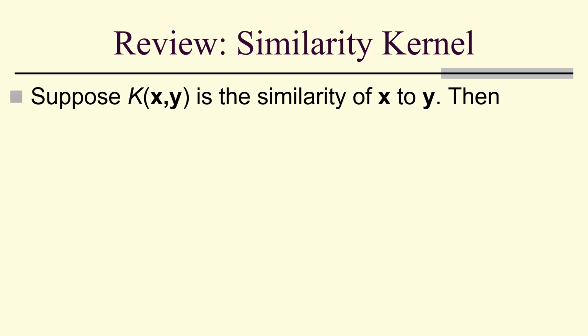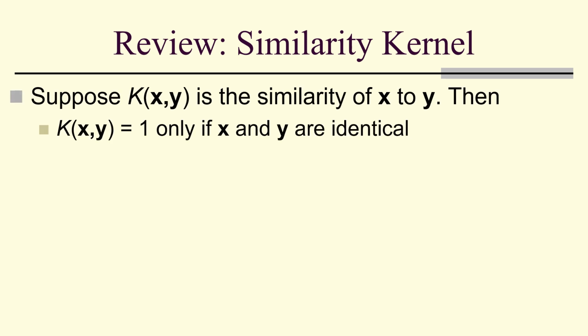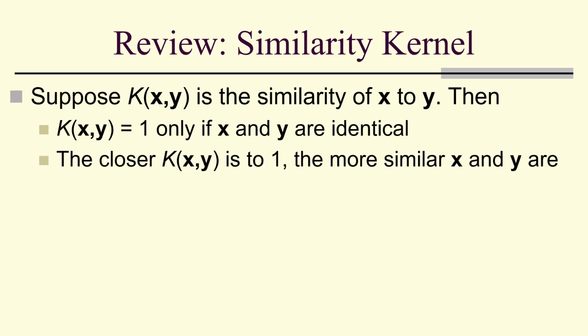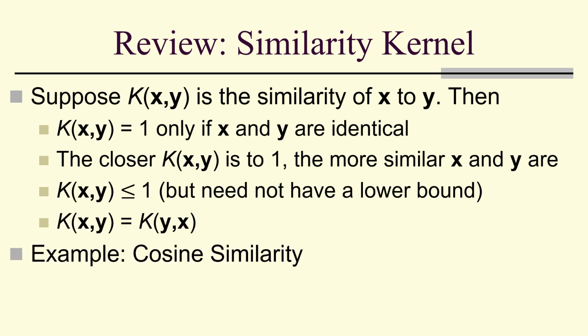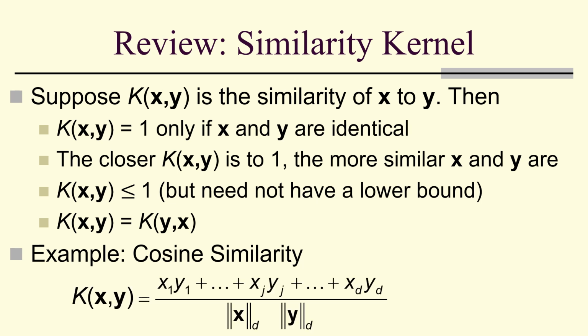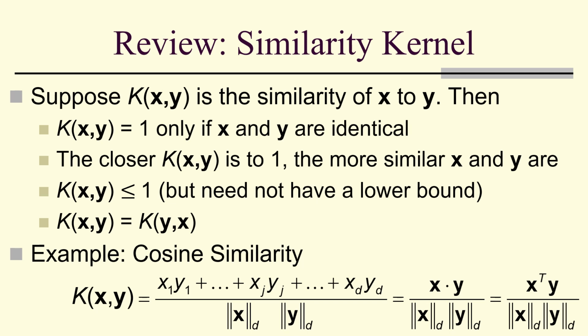If k of x,y is the similarity of x and y, then it's 1 only if x and y are identical. It's closer to 1 the more similar x and y are. K of x,y is always less than or equal to 1, and it's symmetric. For example, cosine similarity. K of x,y is given by this, which is nothing more than the inner product over the norms, which of course defines the cosine.